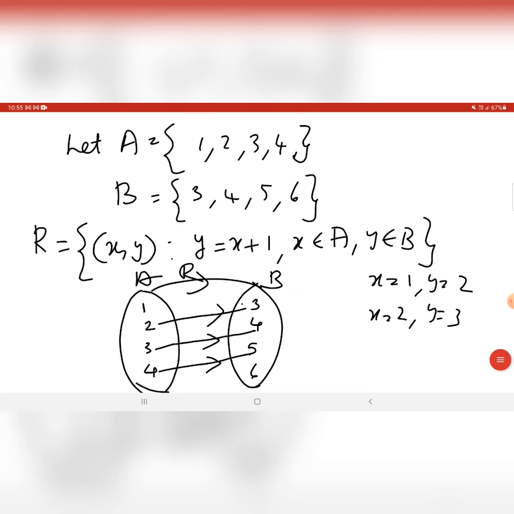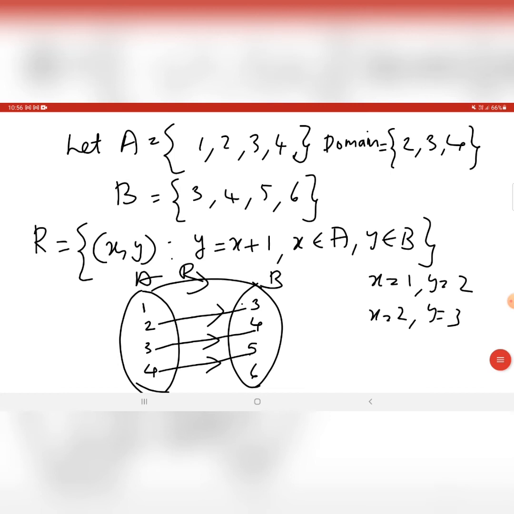Now the elements in A which are related, their collection means set 2, 3, 4. So set 2, 3, 4, the elements that have relation, that set is known as domain. Domain of the relation. Here 1 is not included because 1 is not related to any element of B.